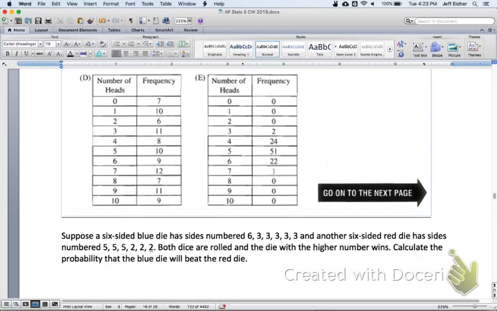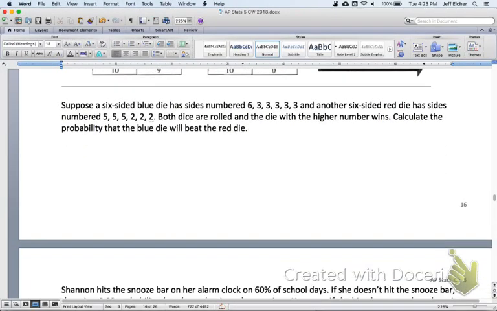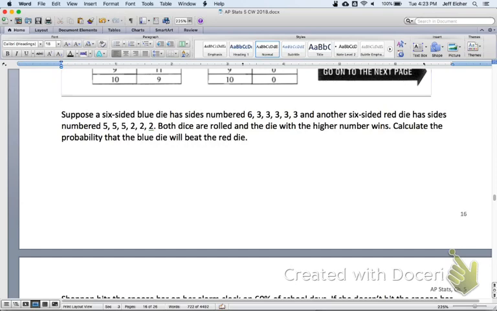So that was that. Oh, we get another probability question, kind of a review before our main topic for today, tree diagrams. So let's check out this one. Suppose a six-sided blue die has numbered sides 6, 3, 3, 3, 3, 3, and another six-sided red die has sides numbered 5, 5, 5, 2, 2, 2, 2. Both dice are rolled, and the die with the higher number wins. Calculate the probability the blue die will beat the red die.